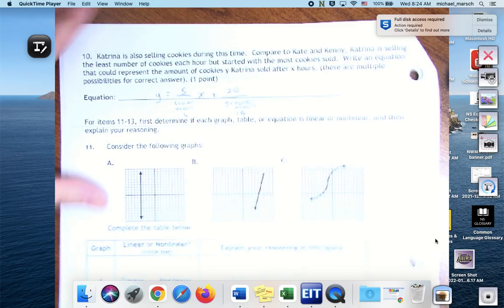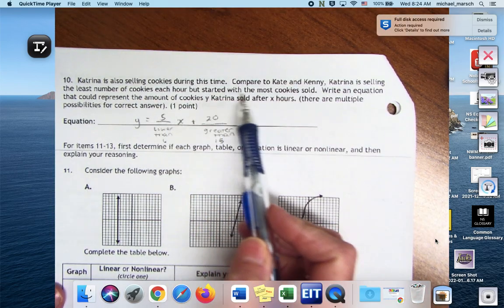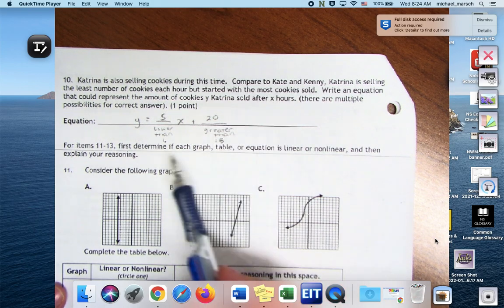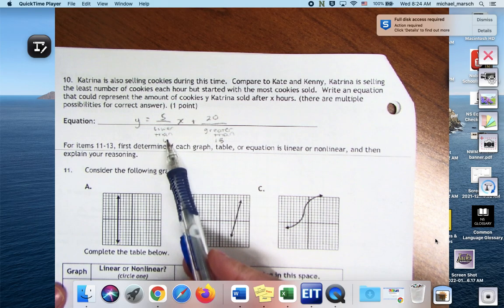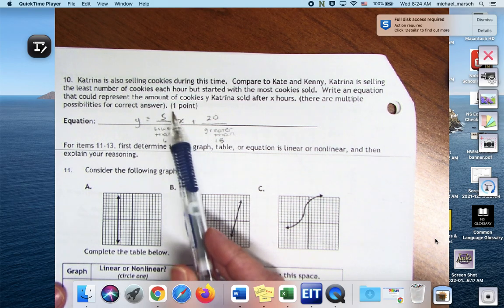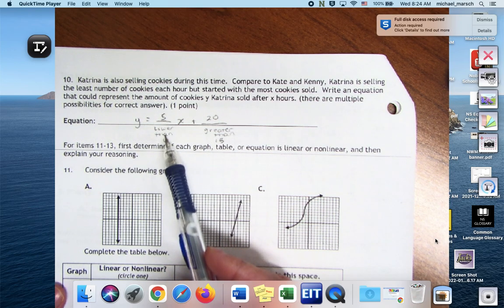Katrina is also selling cookies. We know that she sold the least number of cookies per hour, but started with the most cookies sold. So her slope has to be lower than 6, because the lowest previously was Kate, and she was selling 6 an hour. So any number less than 6 works for this location.